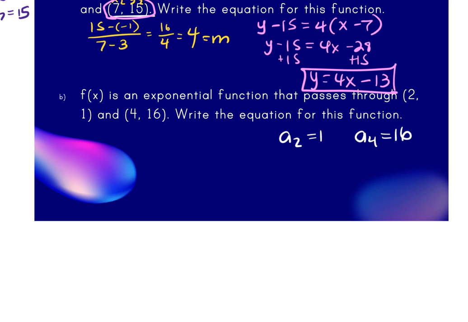Now to find your R, I'm going to use the big little, which is A with the bigger base goes on the left, A with the smaller base goes on the right, and the R is raised to the power that is the difference between them.